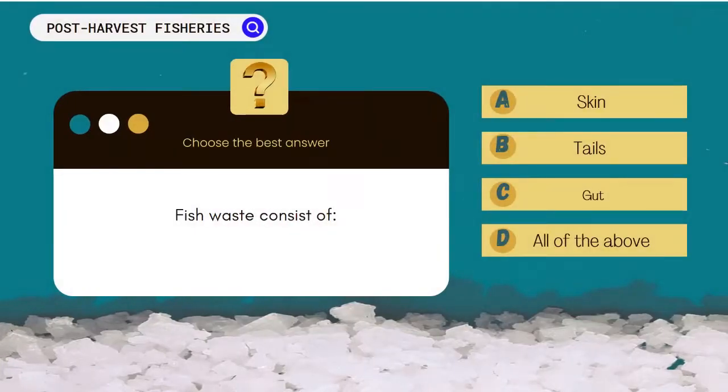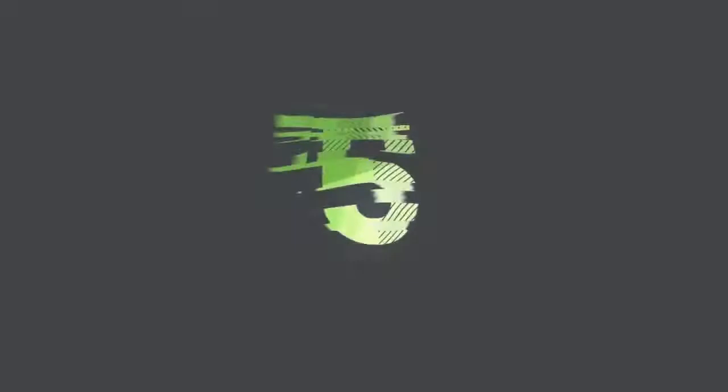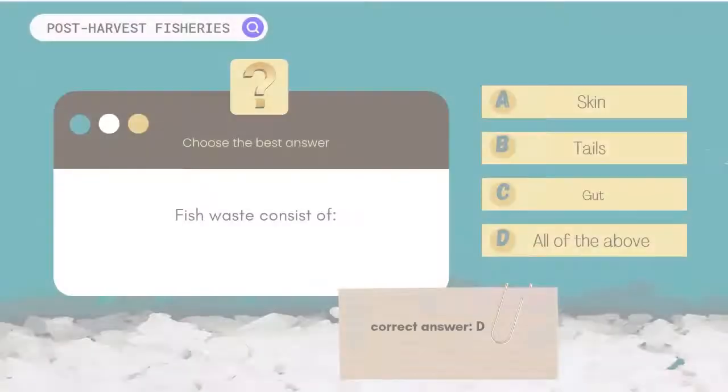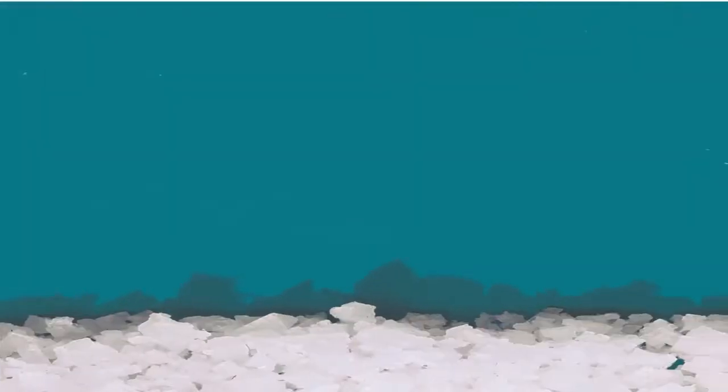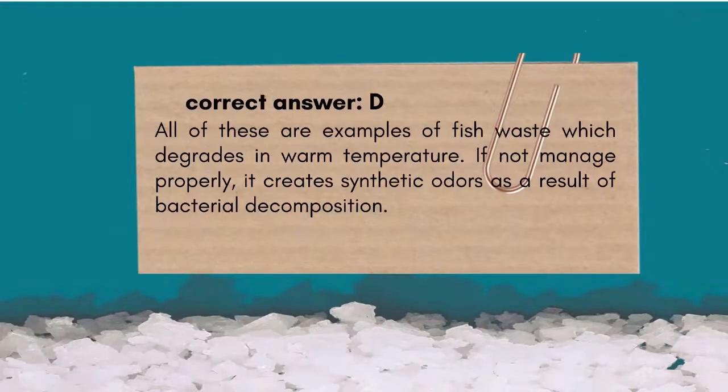Fish waste consists of A. Skin. B. Tails. C. Gut. D. All of the above. The correct answer is D. All of these are examples of fish waste that degrades in warm temperature. If not managed properly, it creates synthetic odors as a result of bacterial decomposition.